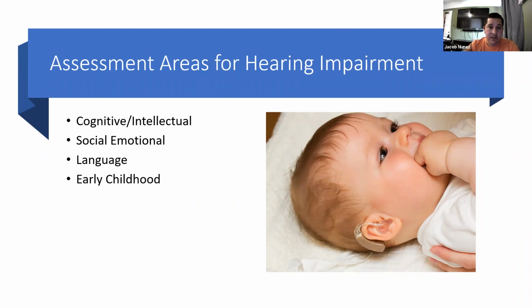Next, we have early childhood. It is also important to assess during their early childhood. In part C of our IDEA, it explains that toddlers and infants with disabilities should receive early intervention services. So early childhood services can help determine or identify any developmental delays or physical conditions, which could be hearing impairment.